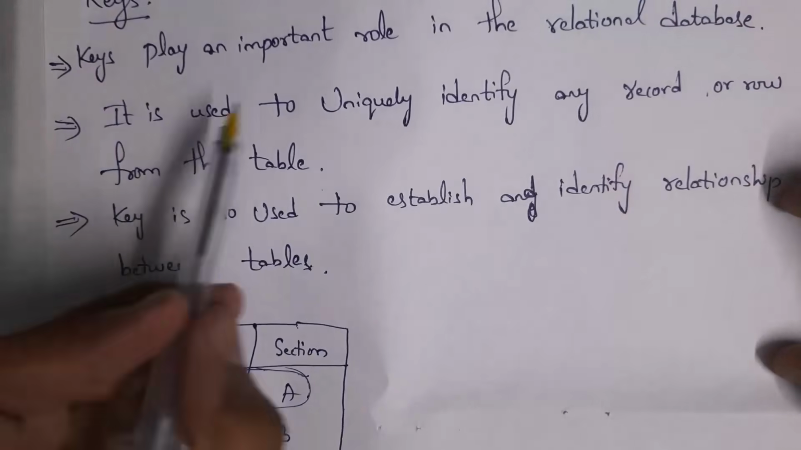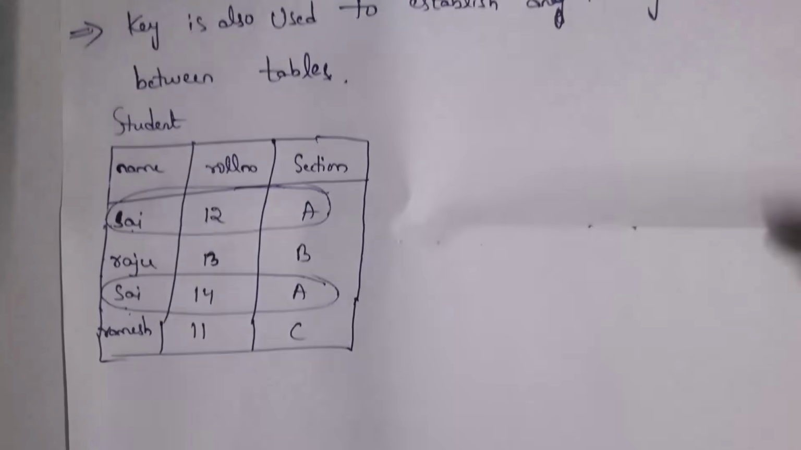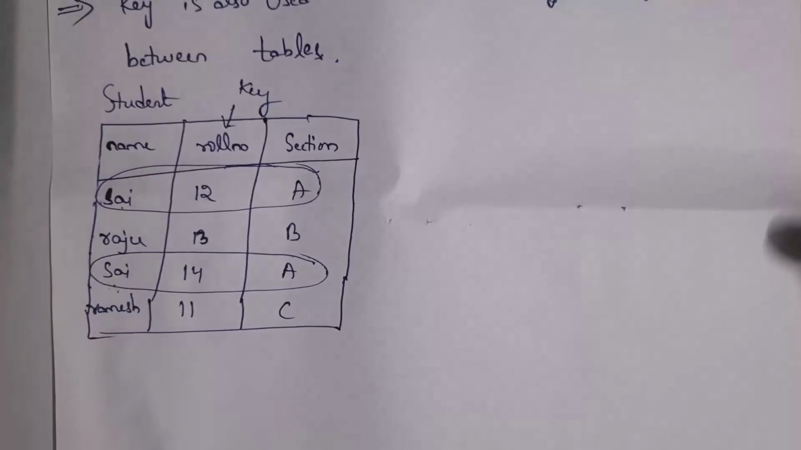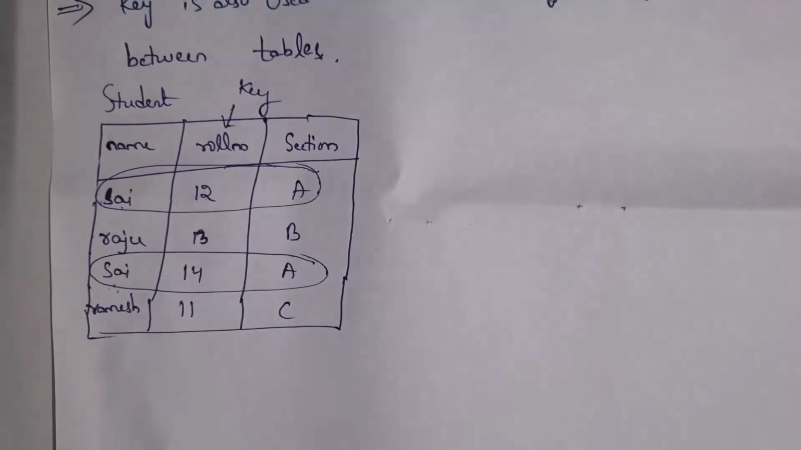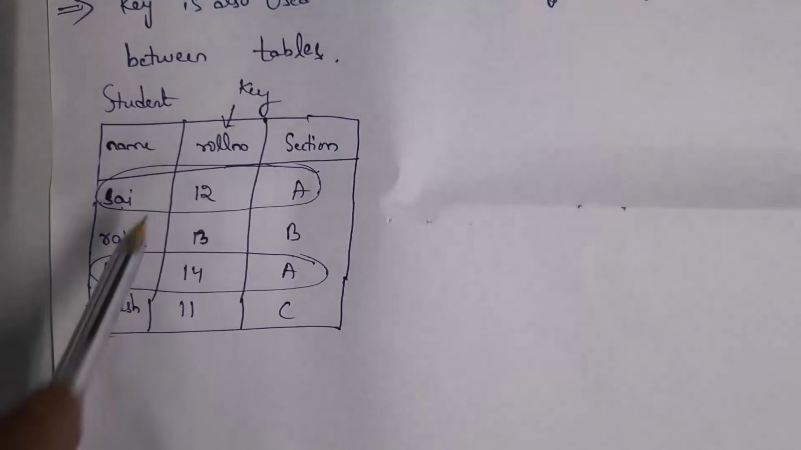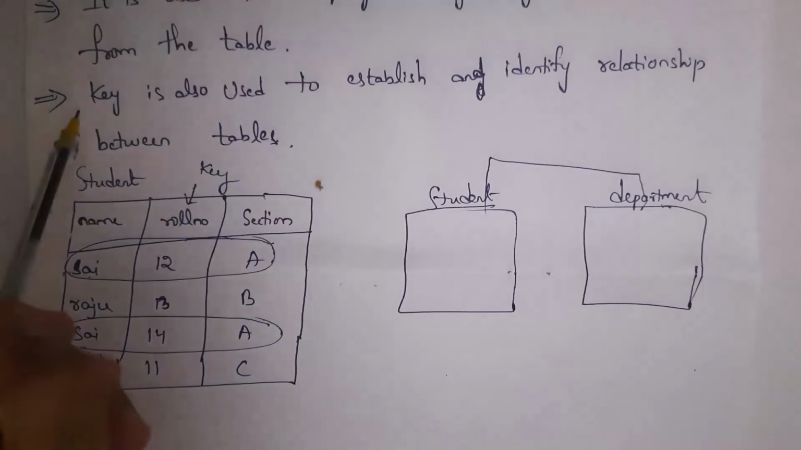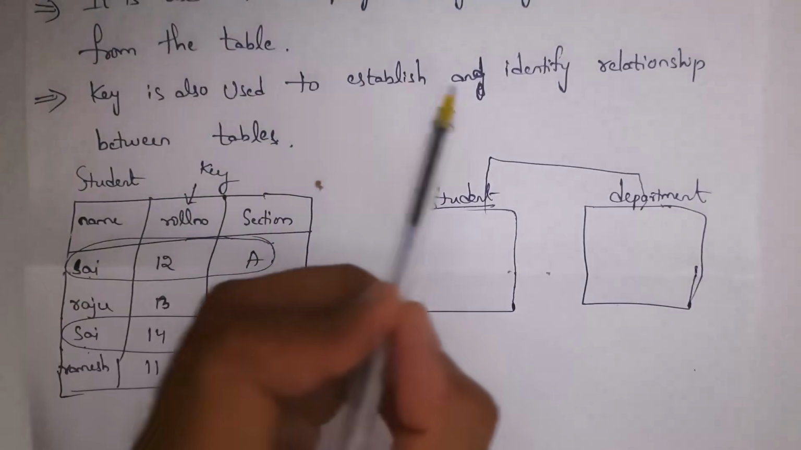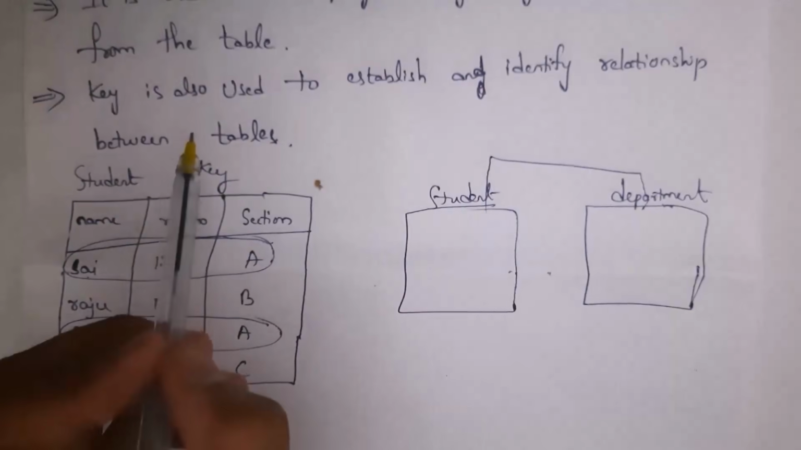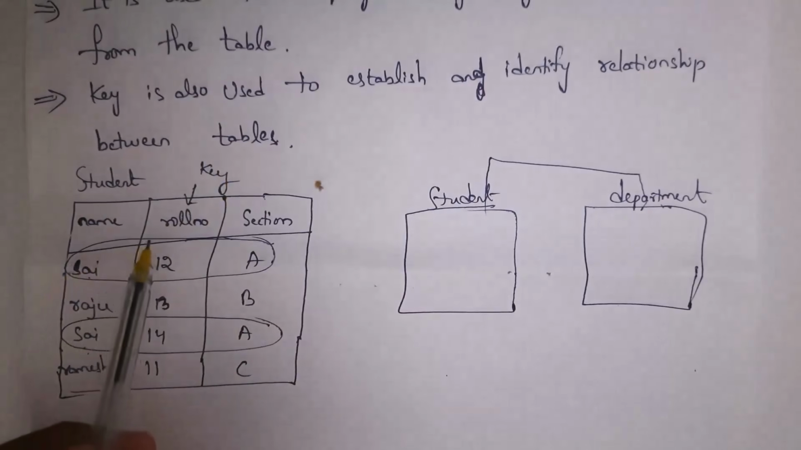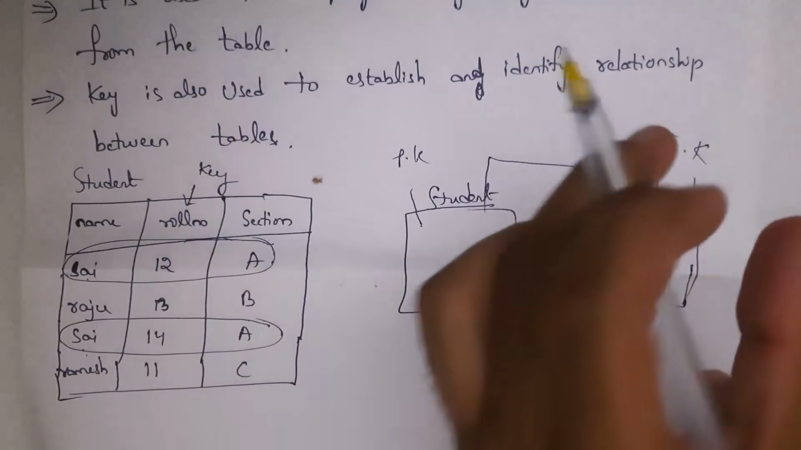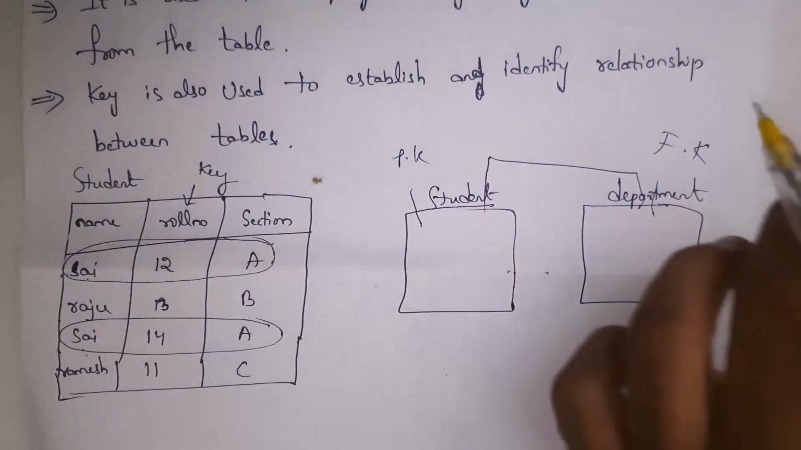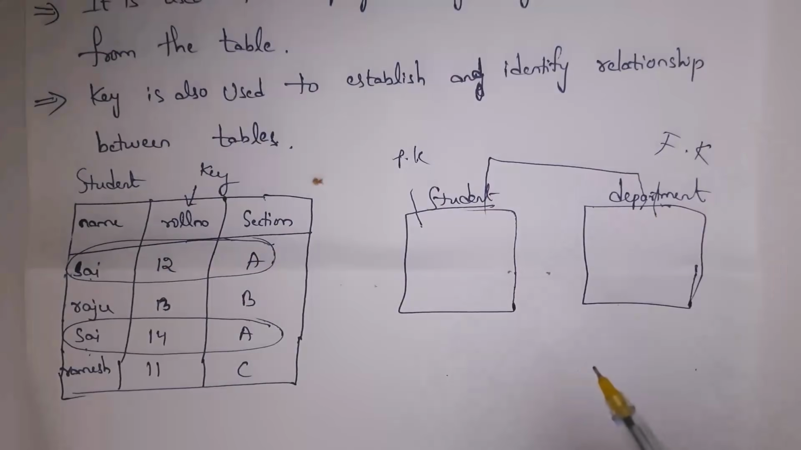So by using keys we can uniquely identify any record. Here the roll number column is considered as key because by using roll number we can uniquely identify a person. Because by using the roll number column we can uniquely identify any record. So we call this roll number column as key. Key is also used to establish and identify relationship between tables. By establishing a primary key and foreign key relationship, I can connect these two tables.